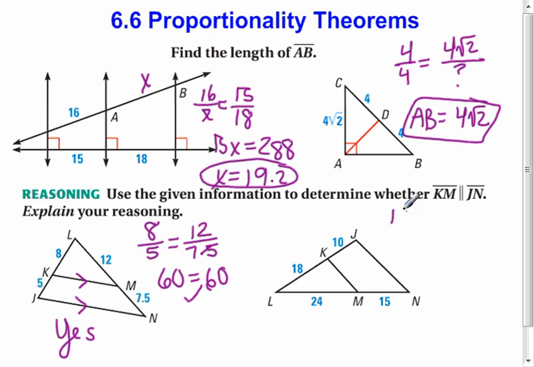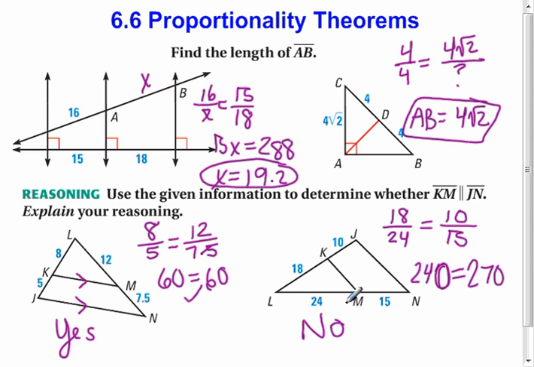If we check this one, 18 over 24, is that equal to 10 over 15? 24 times 10 will give me 240. Alright, 18 times 15 gives me 270. Are they equal? No, of course not. So no, the lines are not parallel.